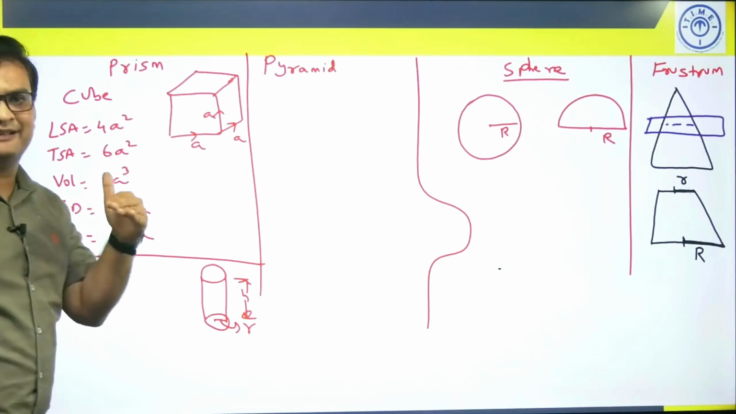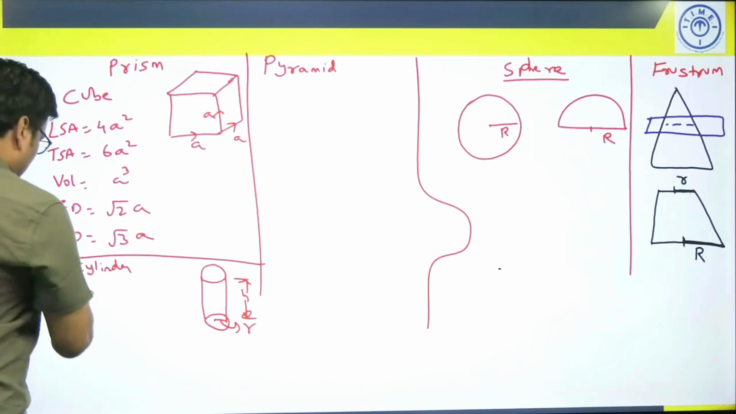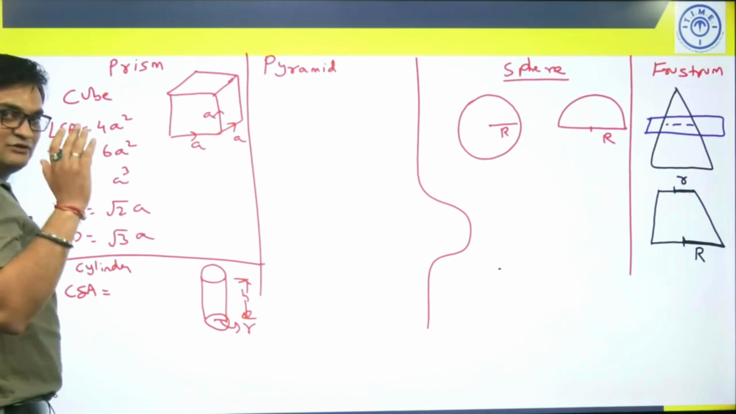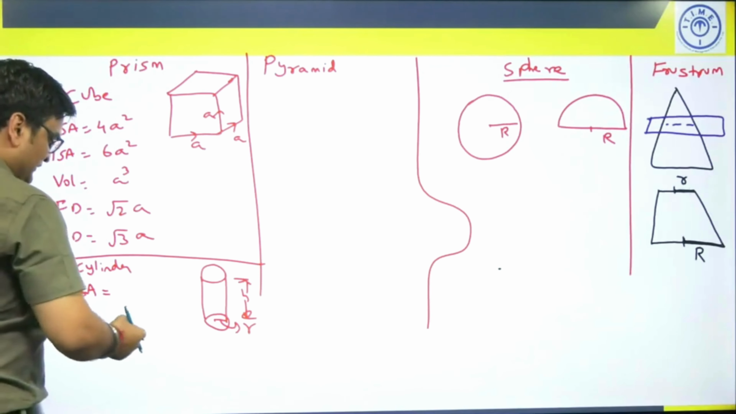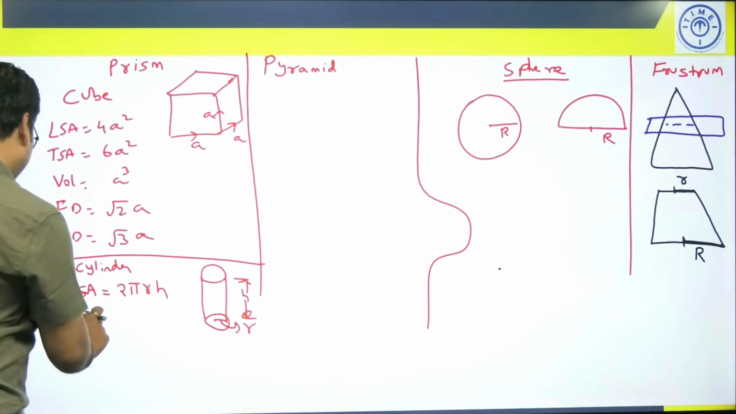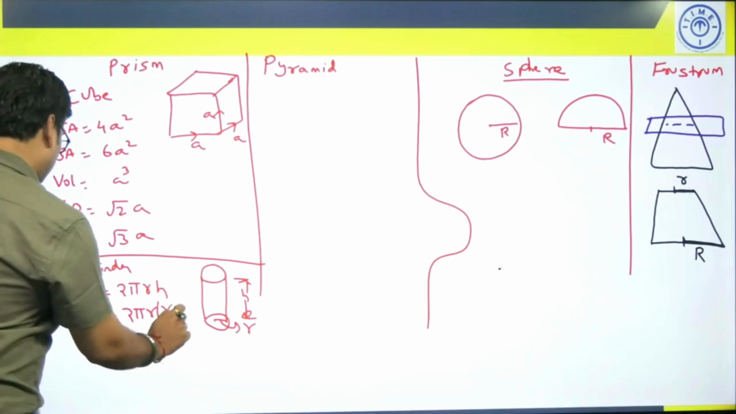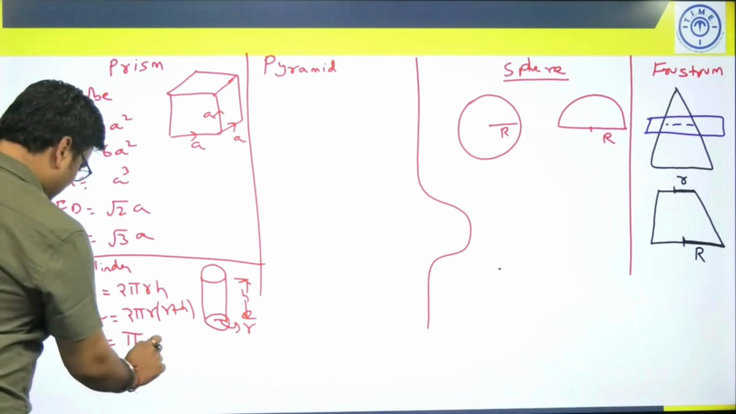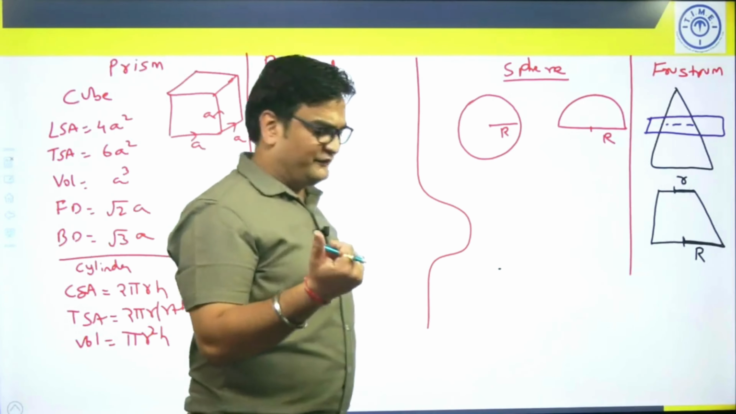For example, the cube had only a, the cuboid has lbh, and this is only two, r and h. So the lateral surface area, or in this case it's called the curved surface area, because there are no flat surfaces, it's all curved, will be given by the formula perimeter of the base into height h. Total surface area is 2 pi r into r plus h. Volume is pi r square h, area of the base into height. Now there is no body diagonal or face diagonal, of course, in the case of a cylinder.